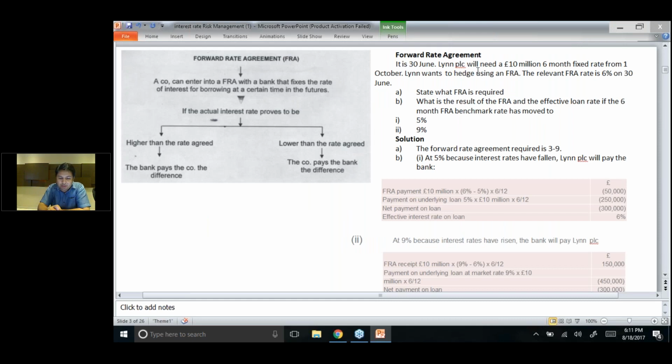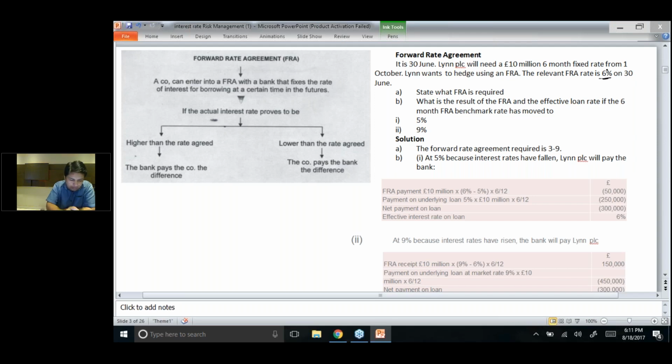Okay, it is 30th June. The company will need a $10 million 6-month fixed rate loan from 1st October. You are going to borrow for 6 months, but on 1st October. That means you are going to borrow after 3 months for a period of 6 months. And the company wants to hedge using an FRA, and the relevant FRA is 6%.